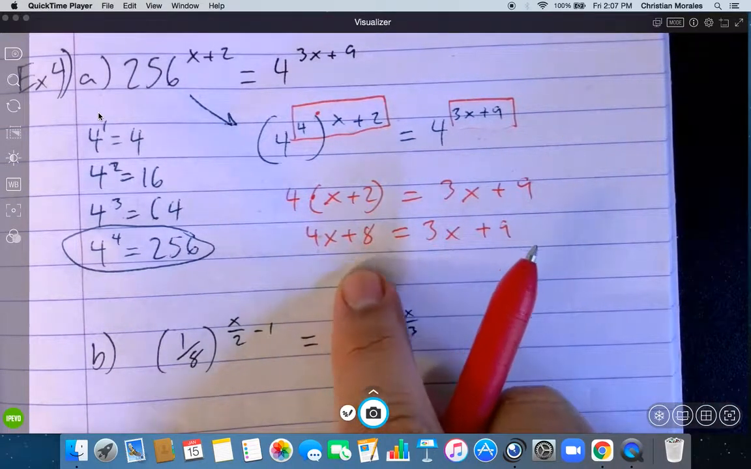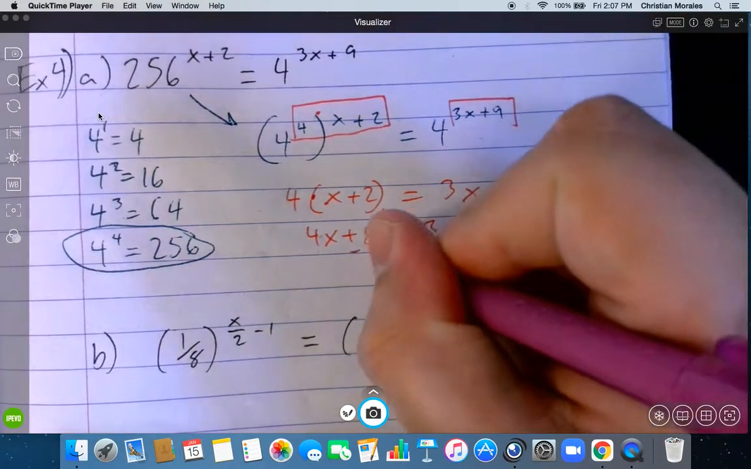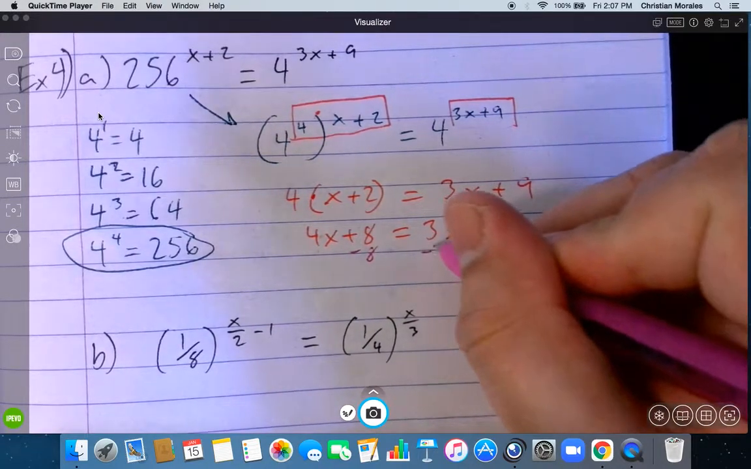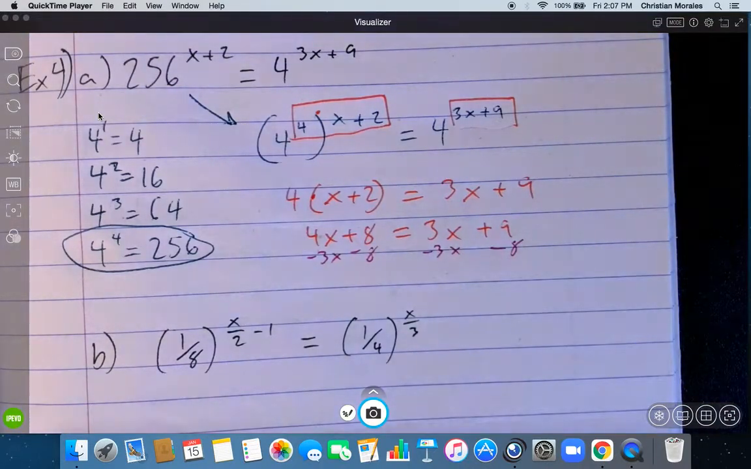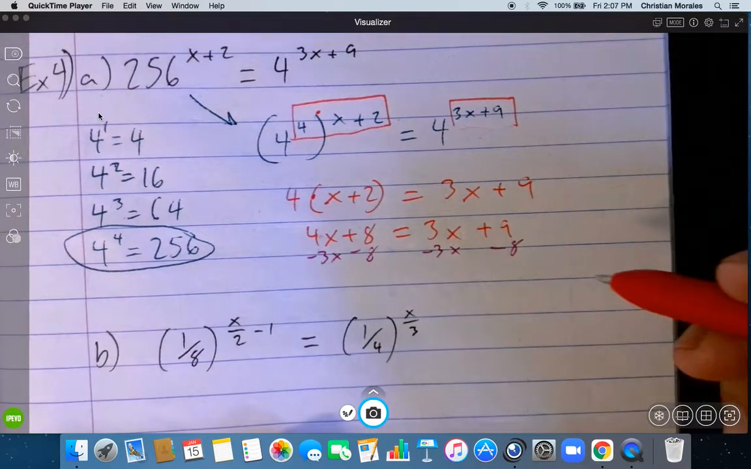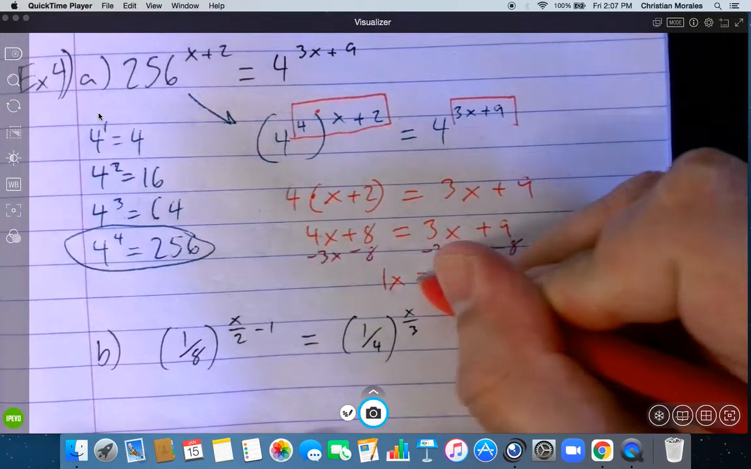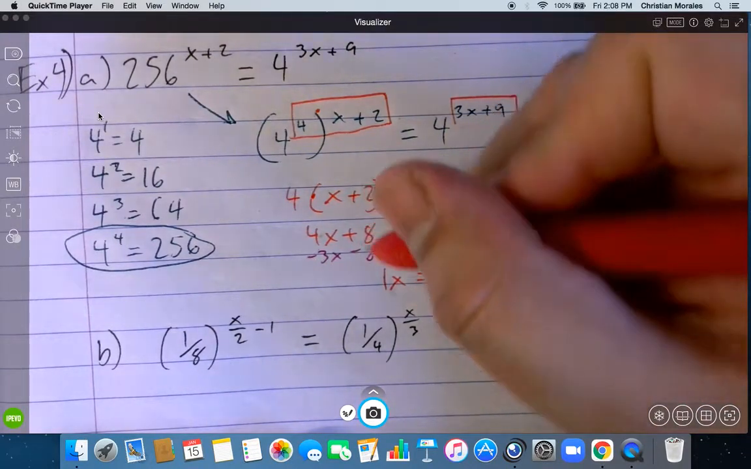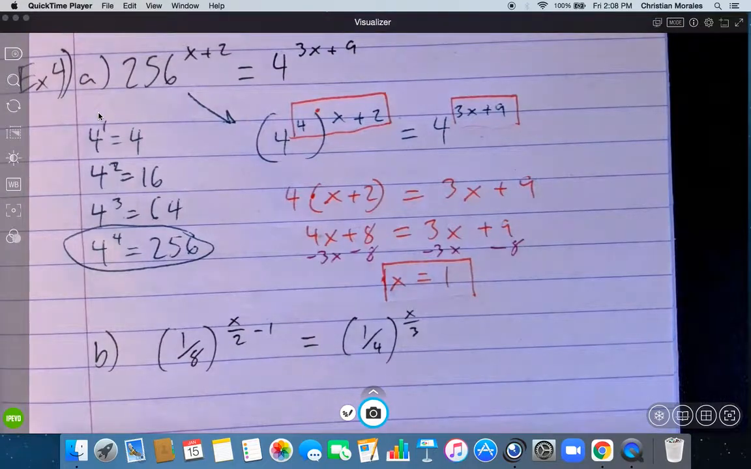I have to solve for x. Using inverse operations, I'm going to move this 8 over here and this 3x over here. And what I get is 1x equals 1. So my answer for x is 1.